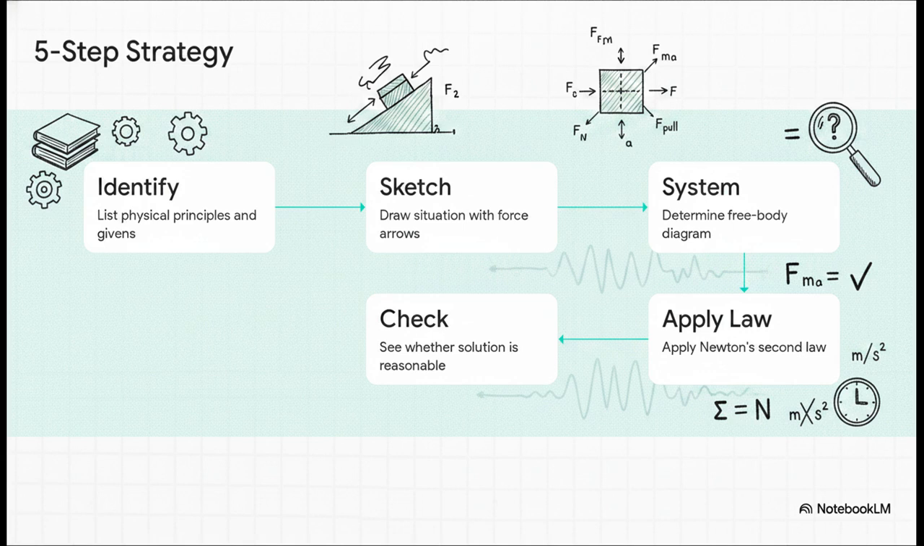First up, identify your givens. Second, sketch the situation out. Third, draw that free body diagram for your specific system of interest. Fourth, apply Newton's second law and do the math. But step five is your lifesaver. Check if your solution actually makes sense.